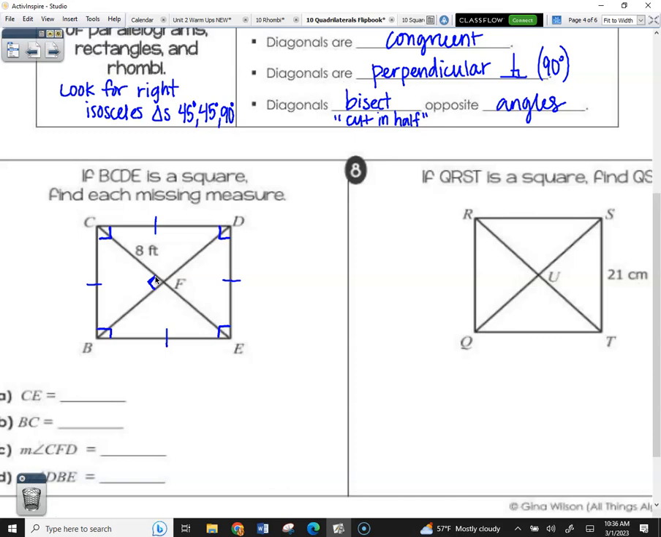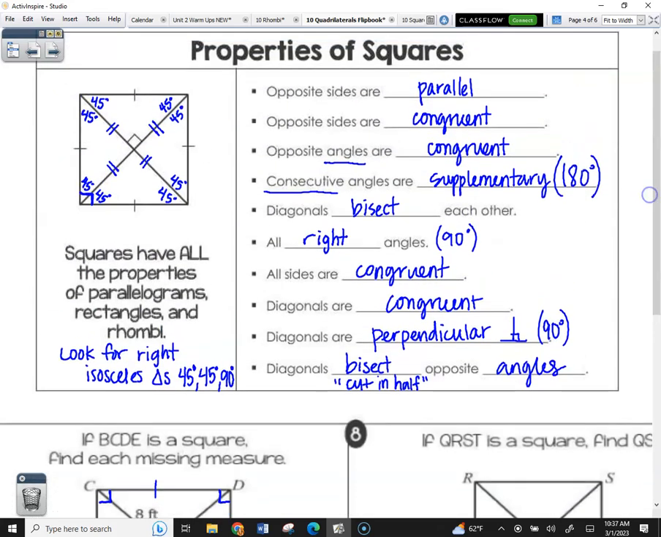All right, now let's look and see what it asks for. A says find segment CE. C to E. Right? No part of it is 8. Well, remember we said that in this picture, right here, the diagonals are equal to each other and they've been cut in half, so there's 4 equal pieces.